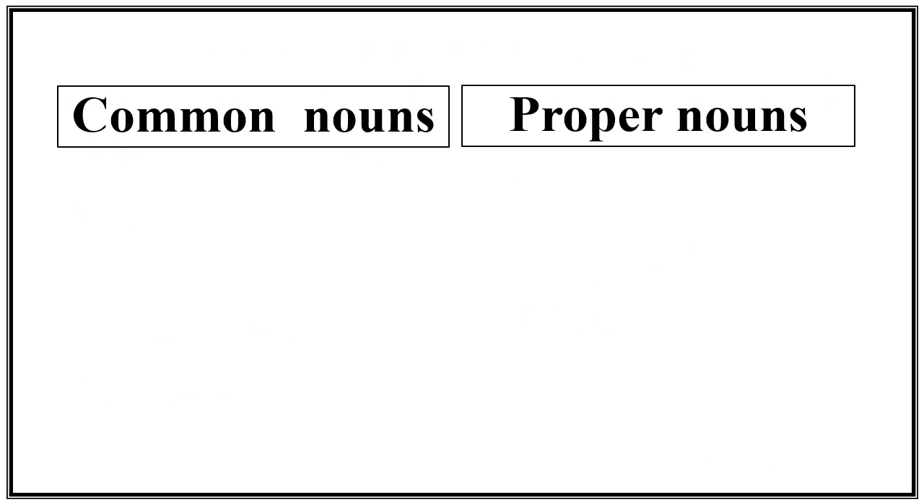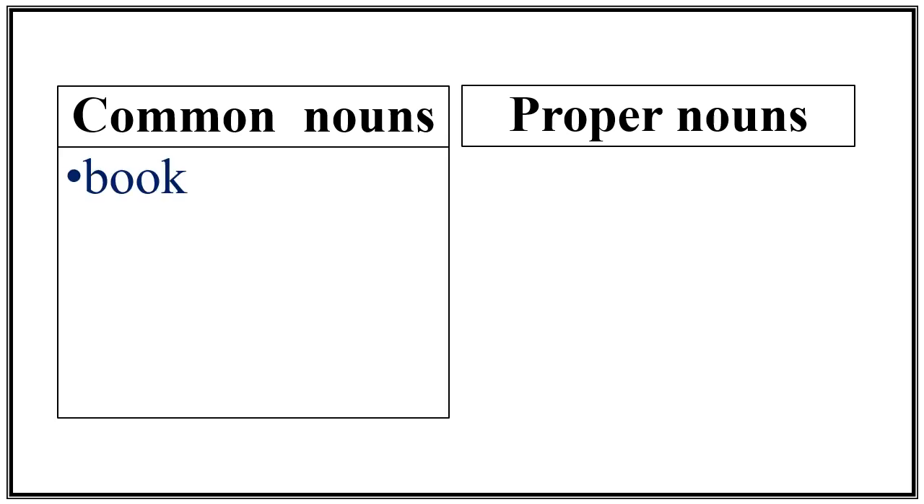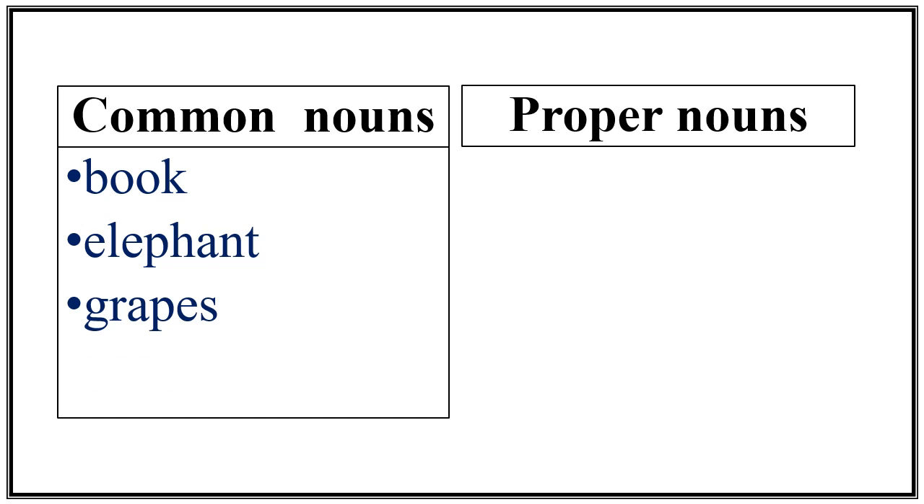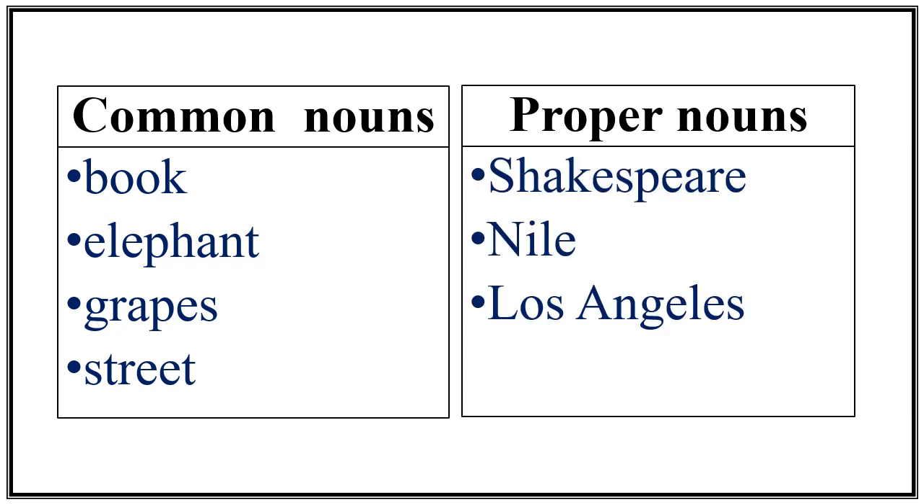I hope you have successfully filtered the common and proper nouns. Okay, let's check how far your answers are correct. Book, elephant, grapes and street are common nouns because they don't refer to any particular object or thing. And Shakespeare, Nile, Los Angeles and China are proper nouns because they specifically refer to a person, river, city, and country. Hence, they are proper nouns.